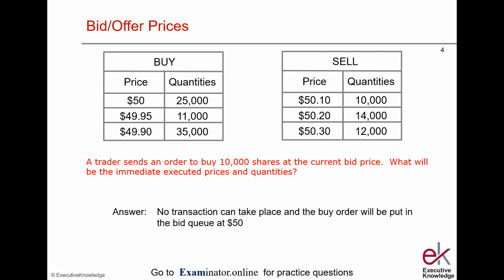So what will happen? Nothing. No transaction can take place in that situation, and the buy order will be put in the bid queue at $50. So there was 25,000 ordered. Now there is 10,000 plus. So that's 35,000 at $50. Now, this is the type of format you could see in a paper 8 question, where they give you the buy queue, they give you the sell queue, and they give you a scenario and ask you what will happen. So by going through these two examples, hopefully you will have a clearer idea of the mechanism.